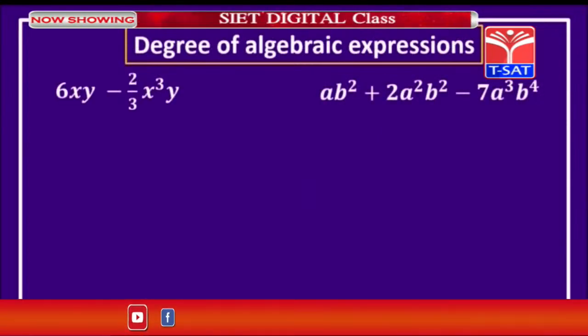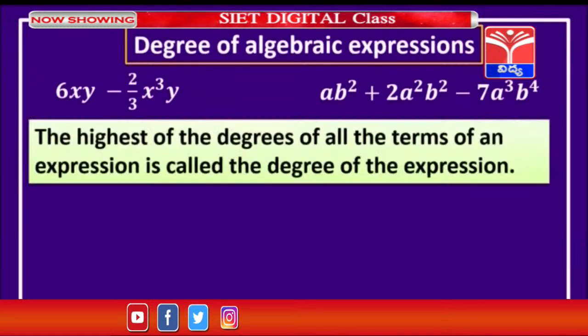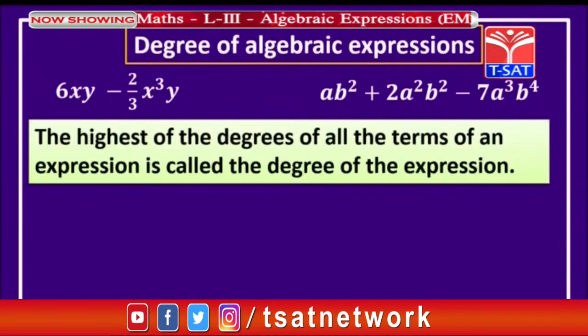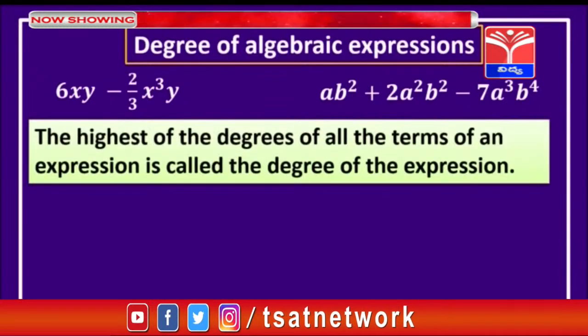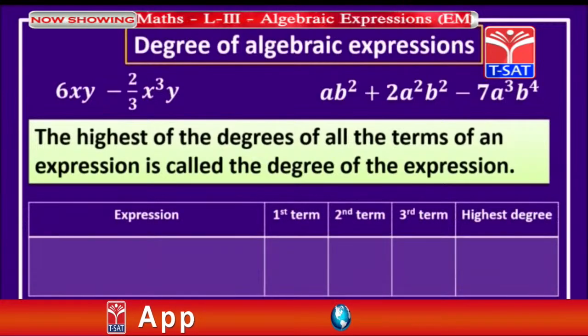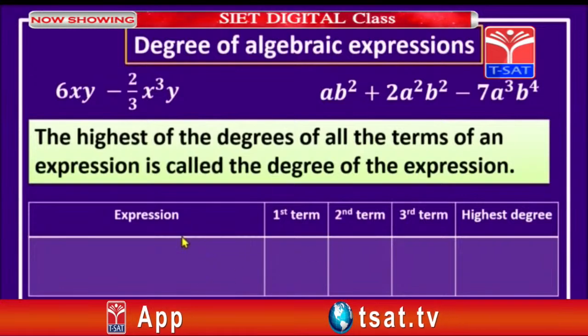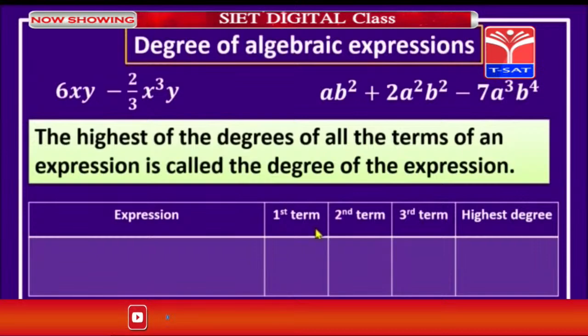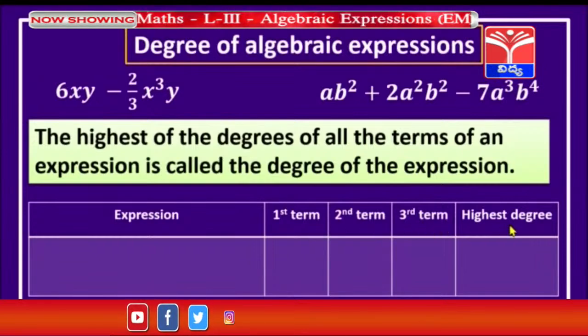Now let us find the degree of algebraic expressions. So consider the algebraic expressions shown on your screen, children. The highest of degrees of all the terms of an expression is called the degree of the expression. Now let us understand with an example, children. For that, I am just using a tabular form here. I will write the expression here. Then let us see the terms here, the first term, second term, third term, and highest degree.